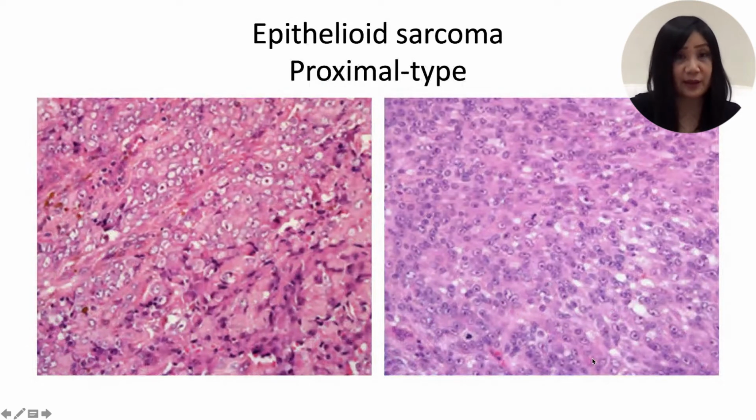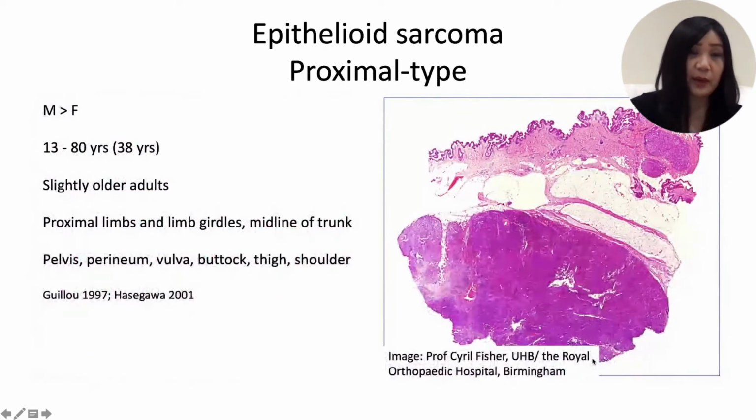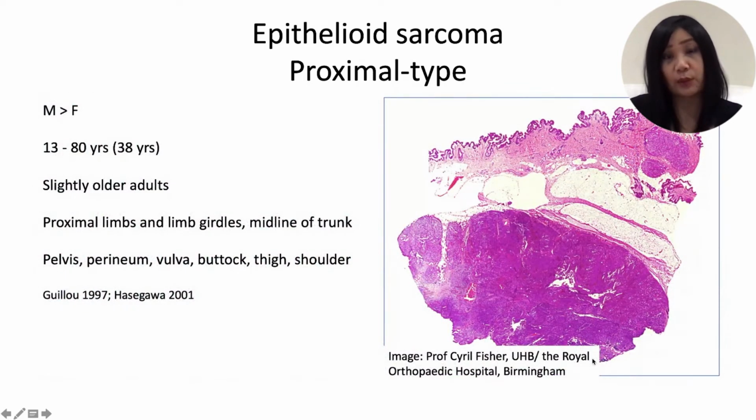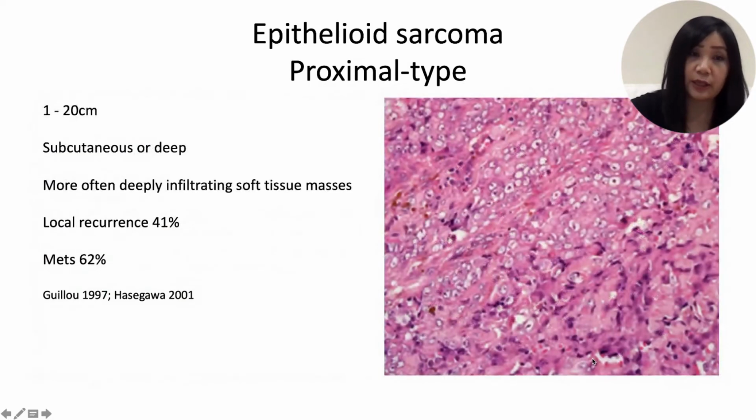So proximal type epithelioid sarcoma briefly lacks the pattern of geographic necrosis and generally manifests as diffuse sheets of large anaplastic type epithelioid cells with nucleolation, with an undifferentiated carcinoma-like pattern. These typically occur in an age group probably 10 to 15 years older than the patients who have classical type epithelioid sarcoma, but can occur in a wide age group from early teens to elderly patients. These occur in a more proximal distribution, so proximal limbs and limb girdles, the midline of the trunk, pelvis, perineum, buttock, vulva, thigh, and shoulder.